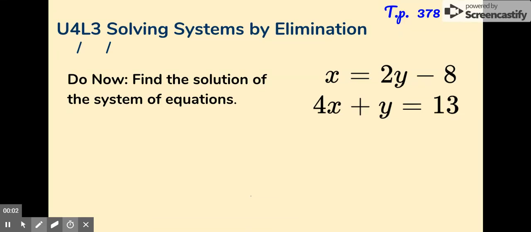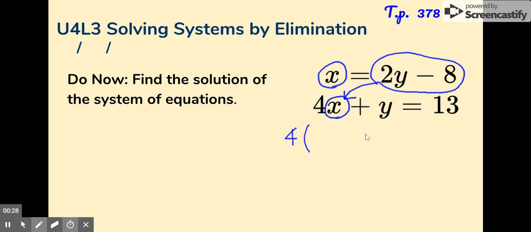We're going to find the solution of the system of equations by substituting, as one of the equations is solved for one of the variables. So this x and this x are the same value. So now I'm going to use 2y minus 8 instead of x so that we can get rid of one variable. So let me just rewrite x plus y is equal to 13.